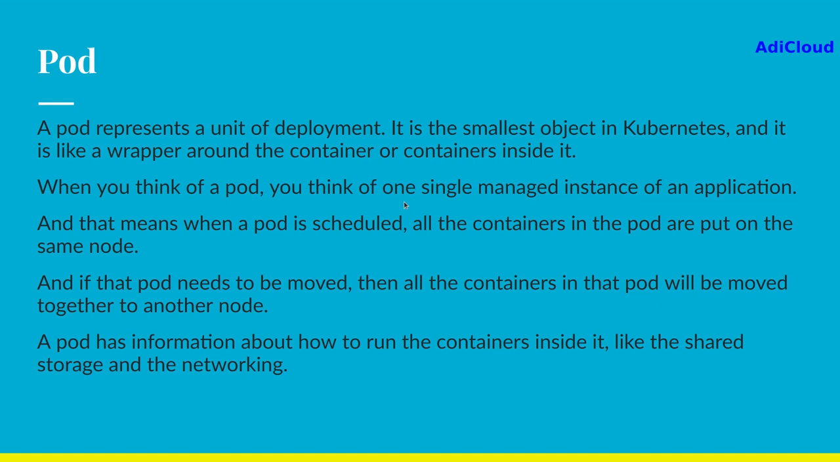So for example, you Dockerize your application and you are thinking of a pod, so it means that you have just a single instance of your application. What does this mean? It means that when a pod is scheduled, all the containers in the pod are put on the same node, and if a pod needs to be moved to another node, then all containers inside that pod will move to another node. And then a pod has information about how to run the containers inside it, like the shared storage and the networking.